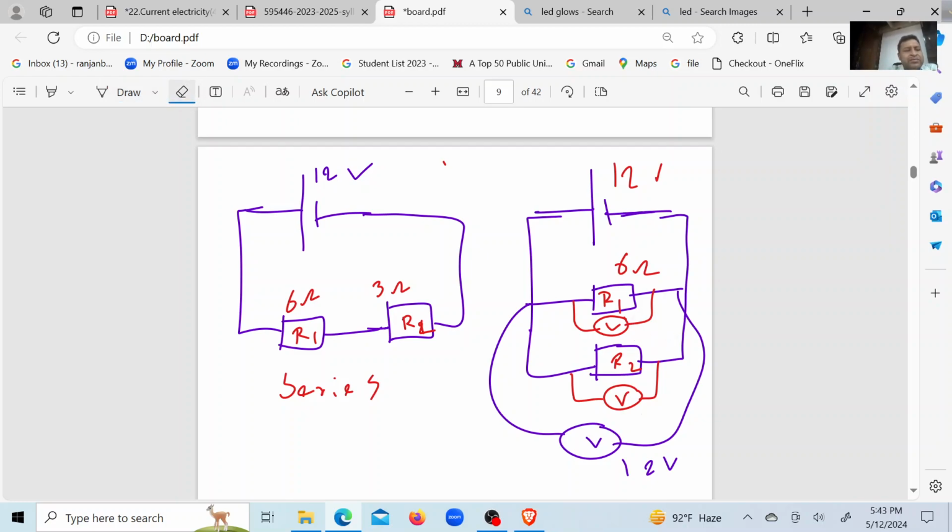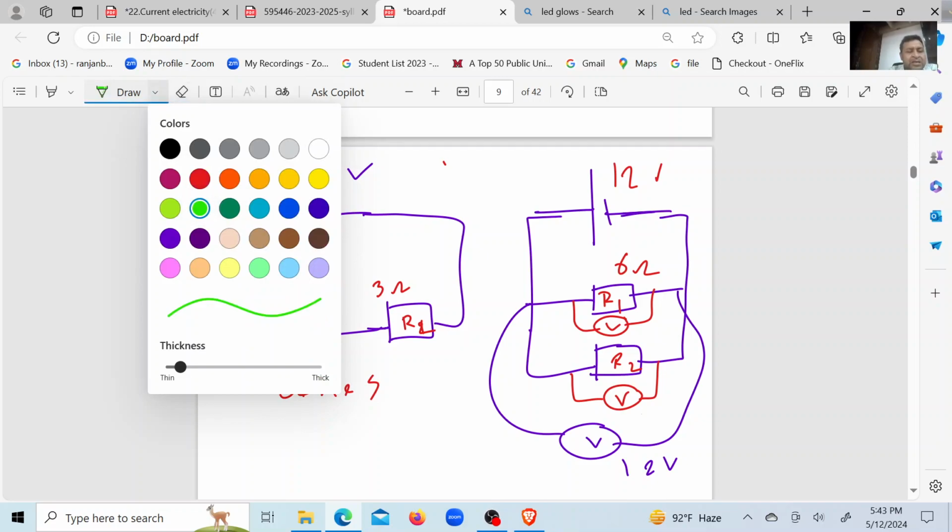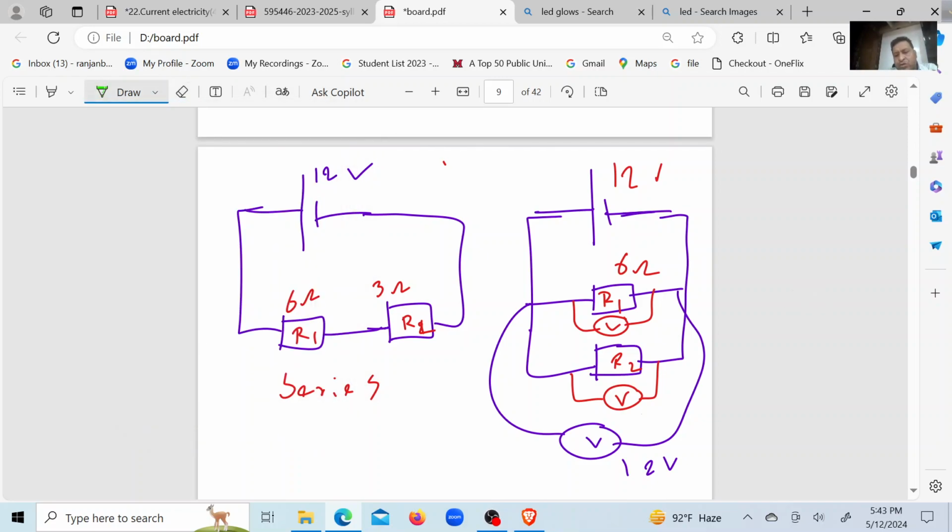The battery is 12 volt. Again, the total voltage supplied is 12. Individually, the voltage across every resistor is 12 also. So what current will be there through R1? That current will be 2 ampere. What current will be there through R2?